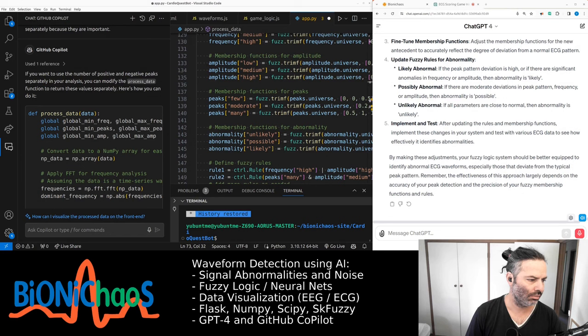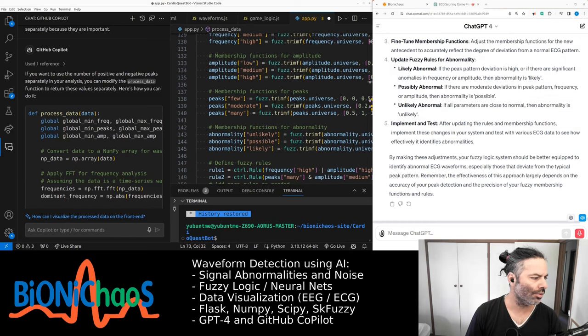Adjust existing rules. Modify your existing fuzzy rules to incorporate this new antecedent. For example, you can create a rule that states if the peak pattern deviates significantly from the normal, then the likelihood of abnormality is high. Fine-tune membership functions. Adjust the membership functions for the new antecedent to accurately reflect the degree of deviation from a normal ECG pattern.